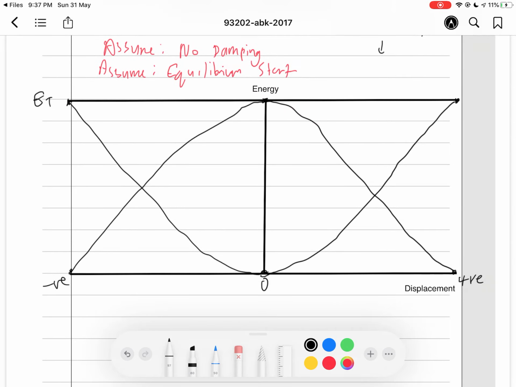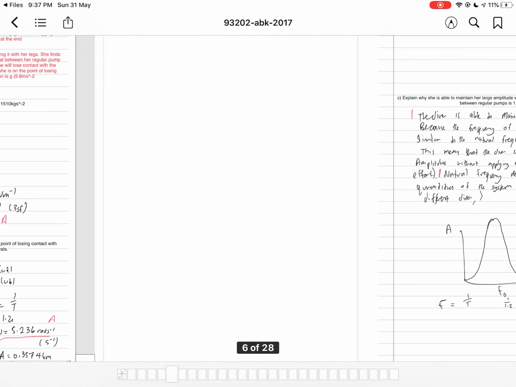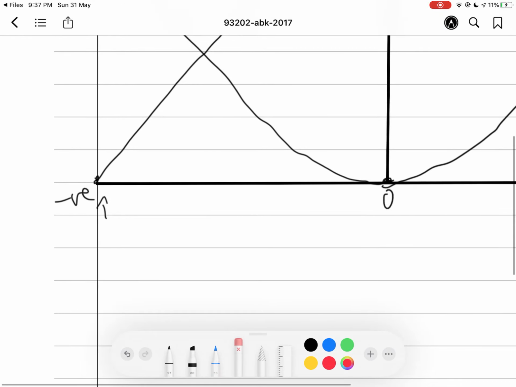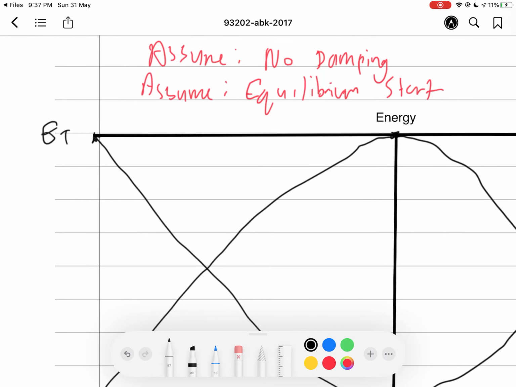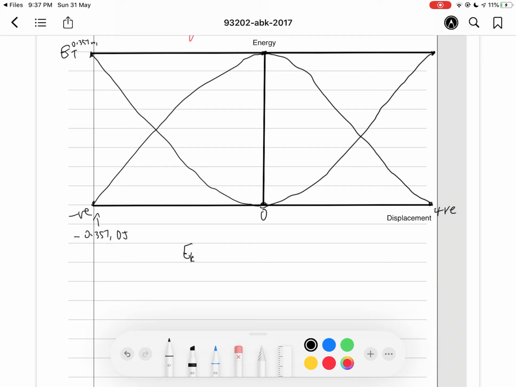If we label all the points of intersection, this point here would be the maximum negative displacement. Our amplitude is 0.375 meters, so this is negative 0.375, and this is 0. Similarly here we have 0.375 meters, and this is equal to EK, which we should figure out. We should figure out our total energy.